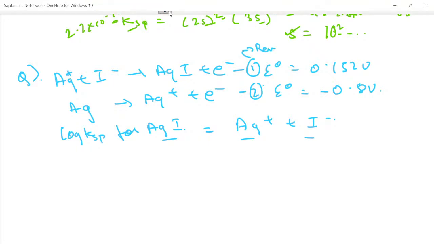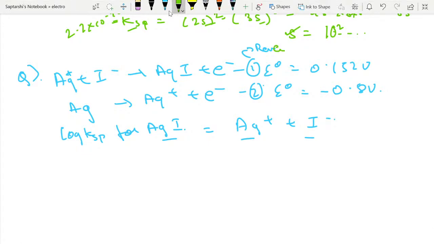So let me just use the green pen right now. This needs to be reversed. Why? Because this has Ag plus and I minus on the reactant side, but we need this on the product side.